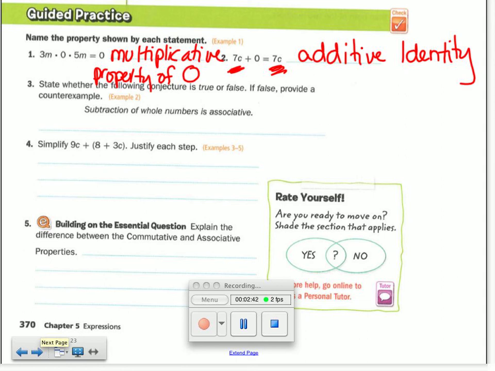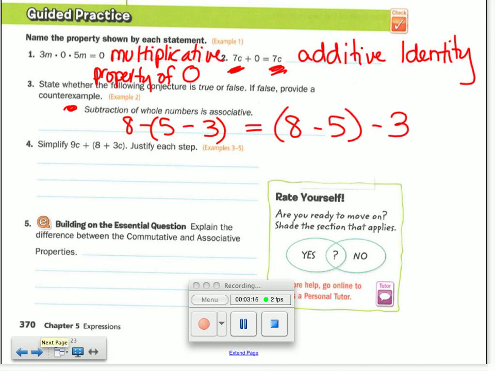The last one, it says state whether the following conjecture, the statement, is true or false. If false, provide a counterexample. It says subtraction of whole numbers is associative, meaning you can group them differently and you still get the same answer. So let's determine if this would work: 8 minus 5 minus 3, and we'll put the parentheses here, and then this will possibly equal 8 minus 5 in parentheses minus 3.